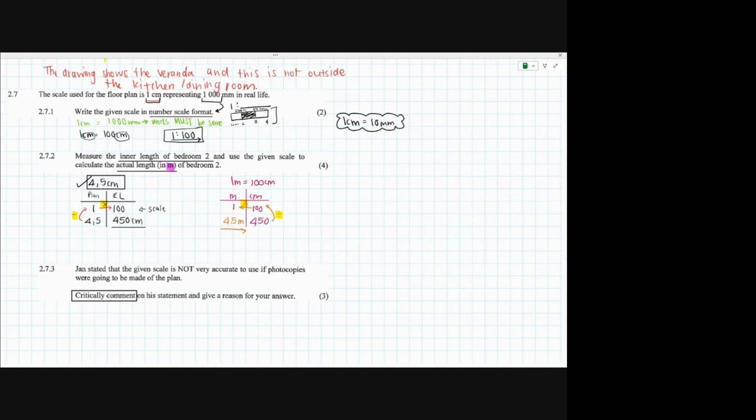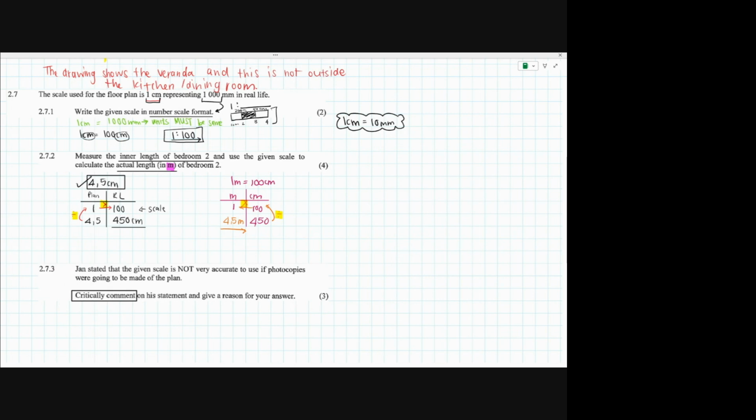Ma'am, isn't it because when you make photocopies, you can make them in different sizes, which then will change the scale size also? Exactly. Okay, exactly. So unless you are making a perfect photocopy and you're not changing the size in any way, absolutely.